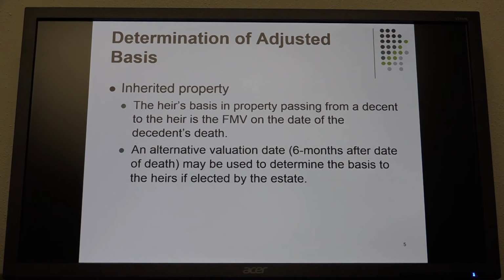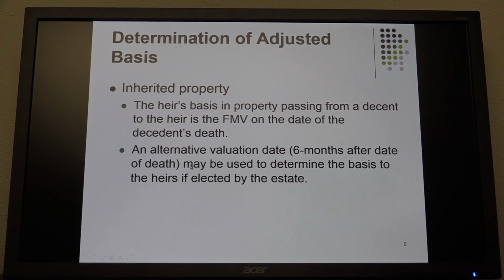For inherited property, this is by will or by what they call the laws of intestacy. The heir's basis, that's the one who receives the property, is the fair market value on the date of the decedent's death. Now there is an alternate valuation date 6 months after the date of death to determine the basis if they elect to do so.